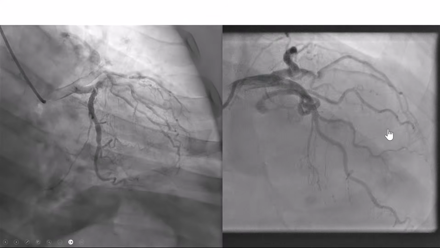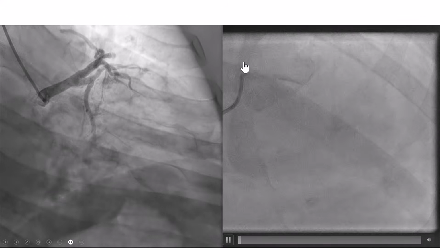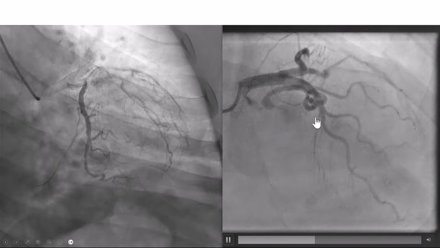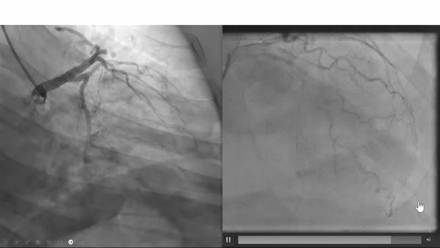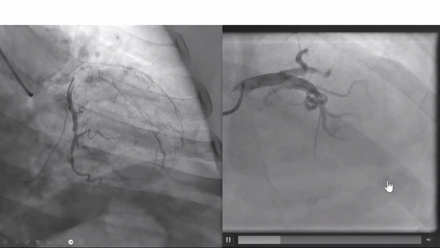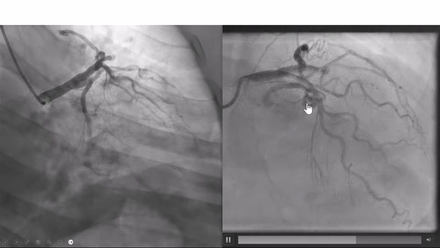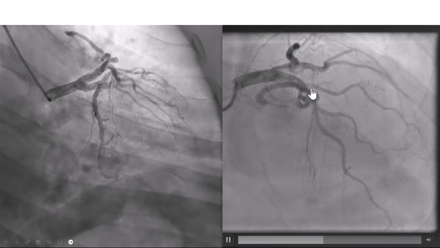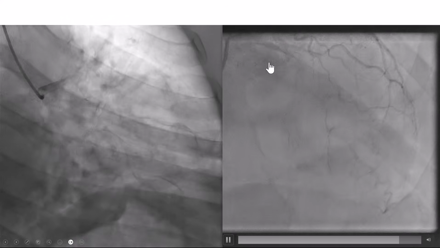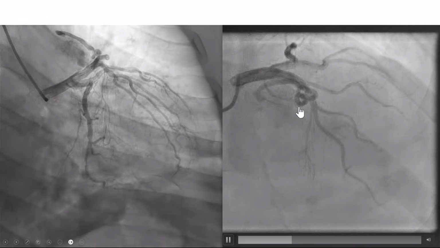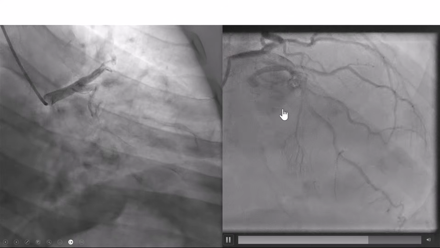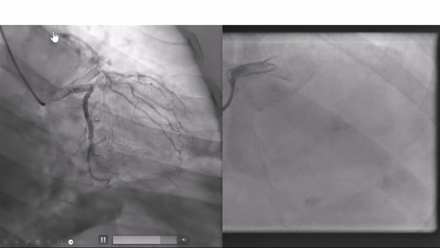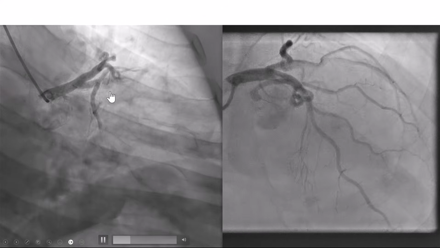And this is the left main. We also see good flow. There is a mild lesion, but no significant stenosis. However, we do see an extra structure that originates from the middle of the LAD and then seems to be draining into another structure, likely the pulmonary artery. And this is seen here in the cranio-caudal view.